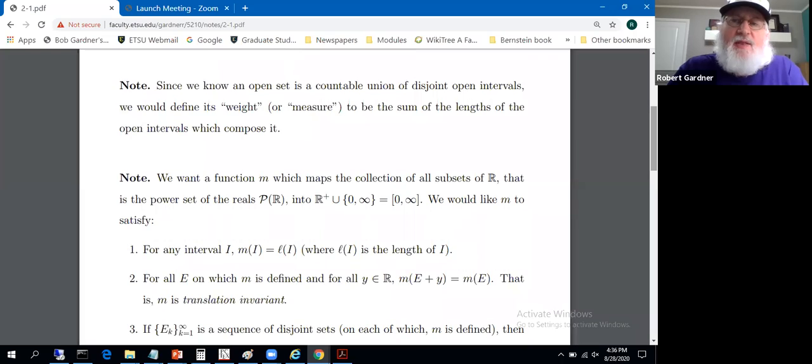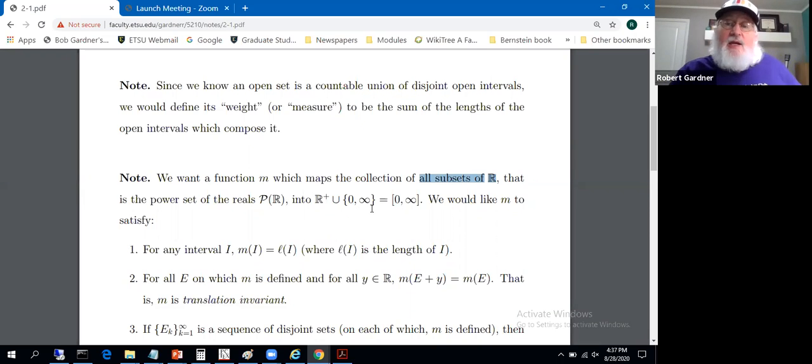Okay, so that's the plan. There's how we would measure open sets, taking total advantage of the fact that we know what an open set of real numbers looks like. Countable disjoint union of open intervals. They're made out of open intervals. We want a function m that maps the collection of all subsets of the reals. We will fail on that count. That is, defined on the power set of the reals, and it maps us into the positive real numbers along with 0 and the infinity symbol.